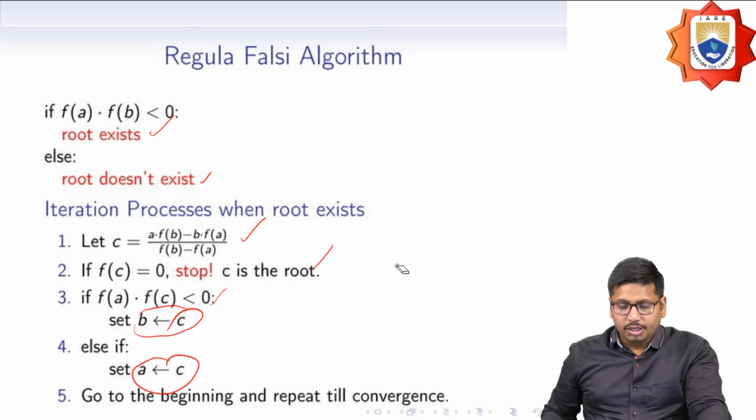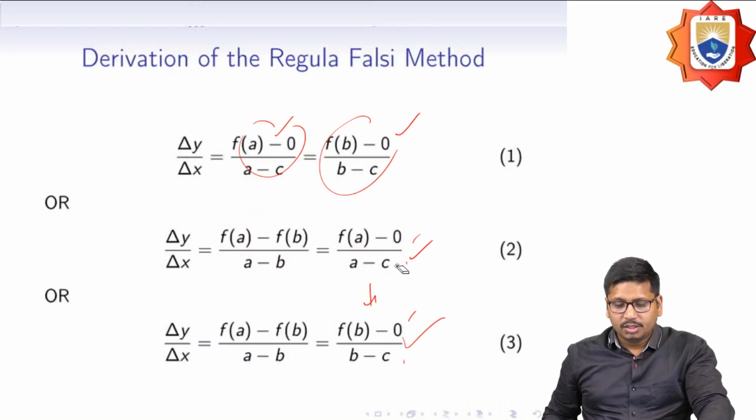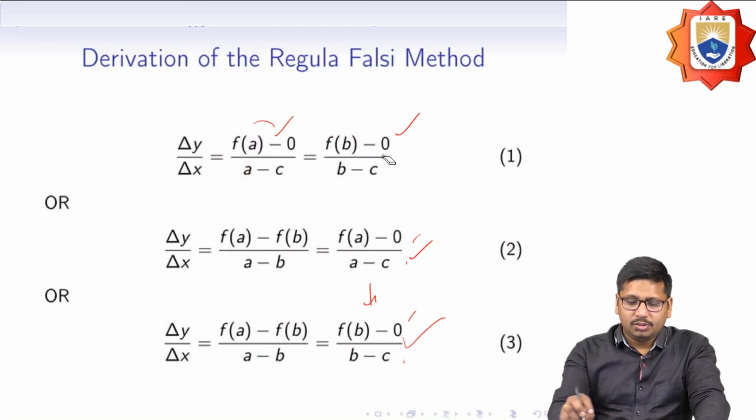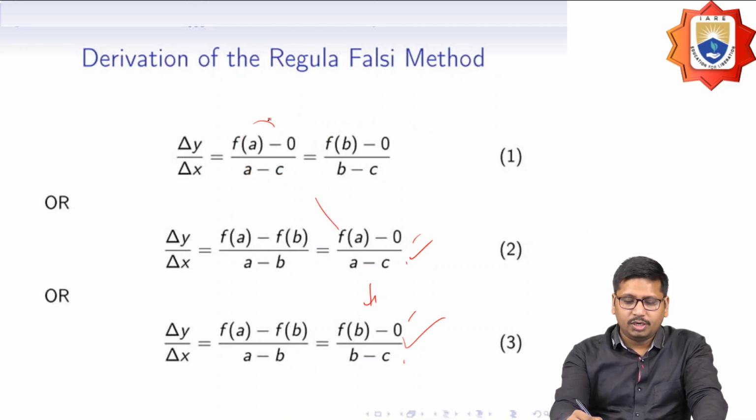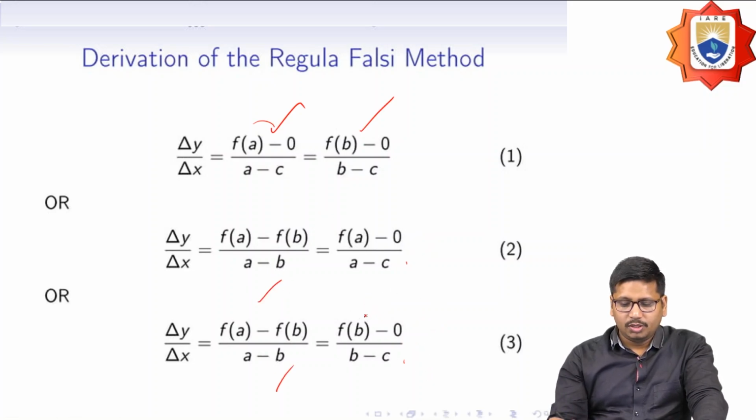In the regula falsi method, these are the initial derivatives. You have to remember this. This is one derivative, and this is another derivative. Or I can also write it as this one.